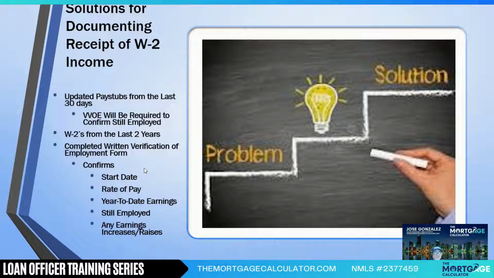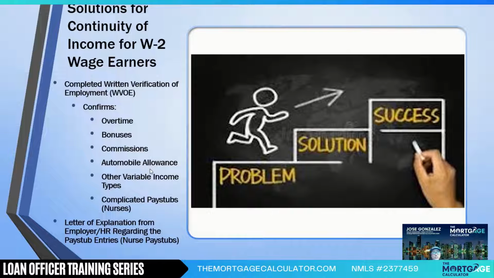So these are solutions for documenting the receipt of W-2 income, and solutions for continuity of income. Now, if you recall our variable income class that we just had, calculating variable income was really an expansion of a small part of this lesson, right? Because variable income is a component of W-2 income. W-2 income just means you get the income via a W-2. It doesn't mean that you don't have bonus, overtime, commission, or any of that variable income component, right?